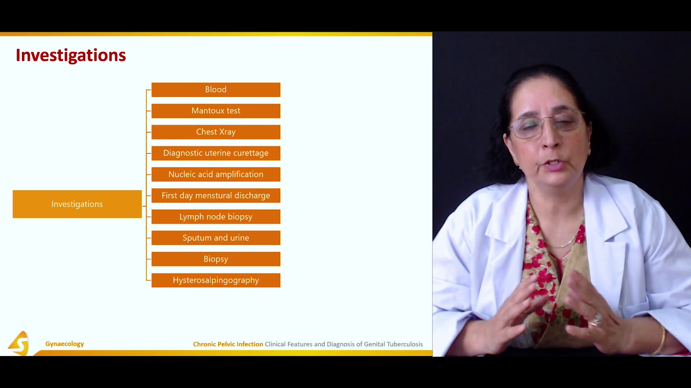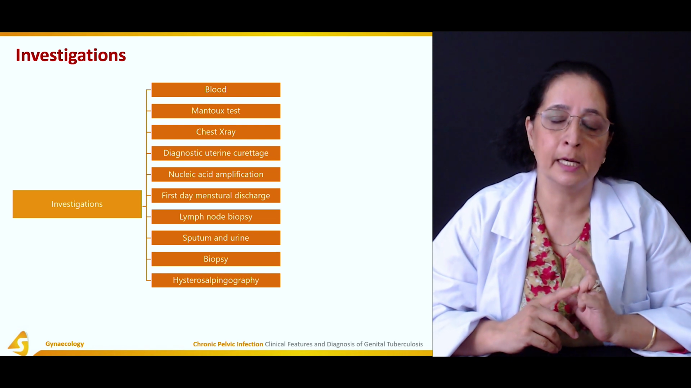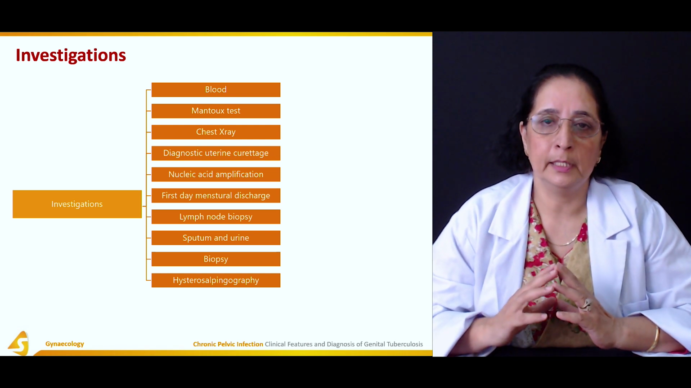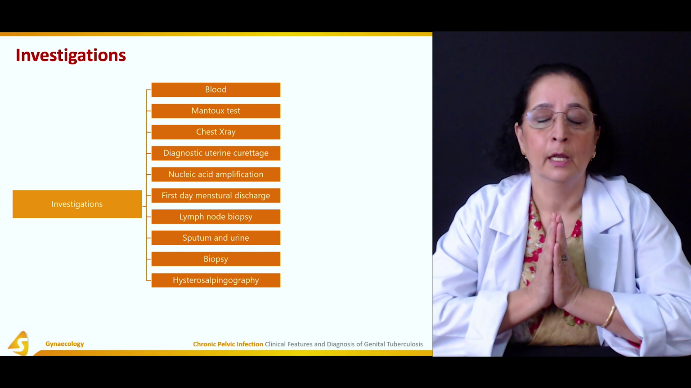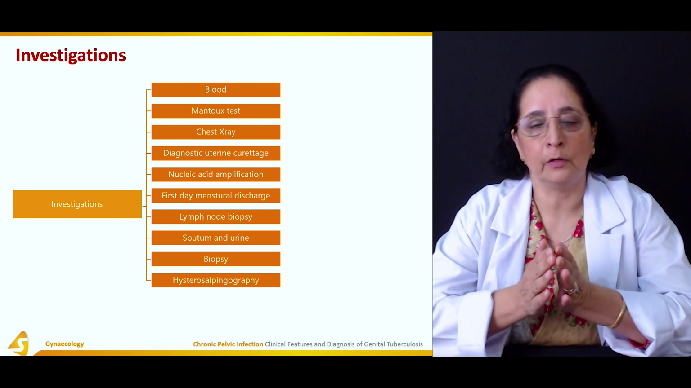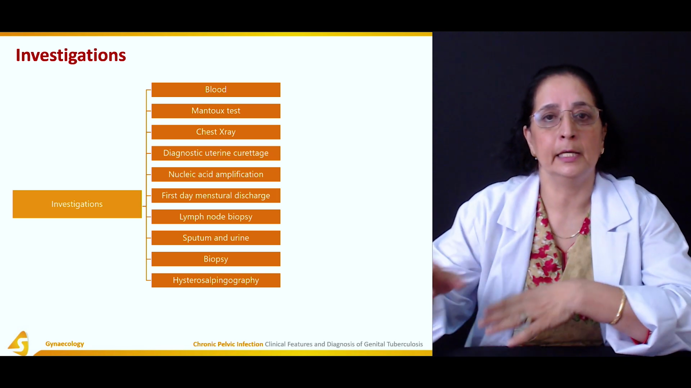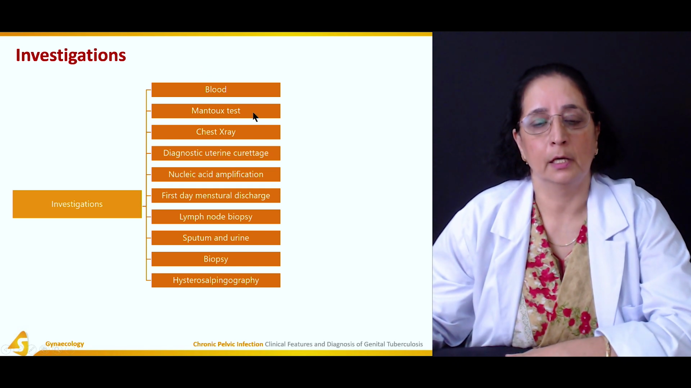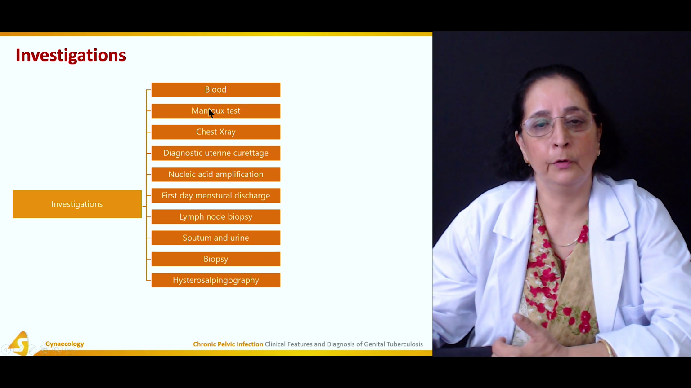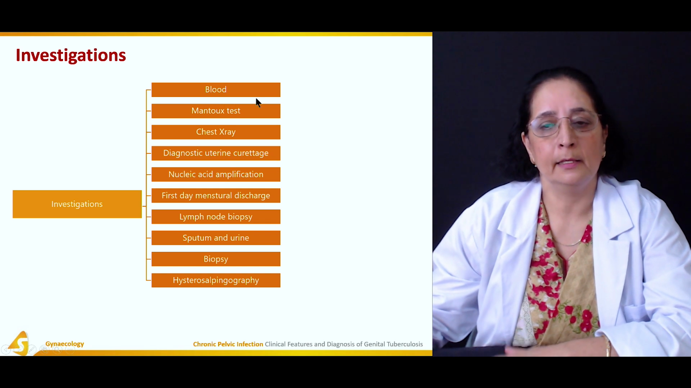On the blood test, usually the hemoglobin level is tested, a complete blood count is done, and ESR is done. All these tests can give an idea if the hemoglobin is low in anemia, if there is leukocytosis or increased white blood cell count, or if there is an increase in ESR. All these are indicative of infection. The Mantoux test is especially done for tuberculosis, in which PPD, purified protein derivative, is injected intradermally and the test is performed.